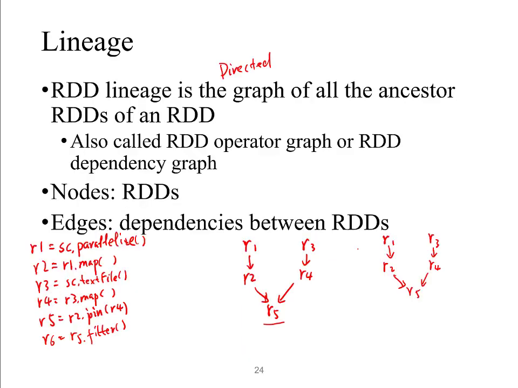By the way, here I forgot to mention that you can actually view the lineage graph of an RDD using, for example, R5.toDebugString. Well, you can use this method to print the RDD lineage graph.